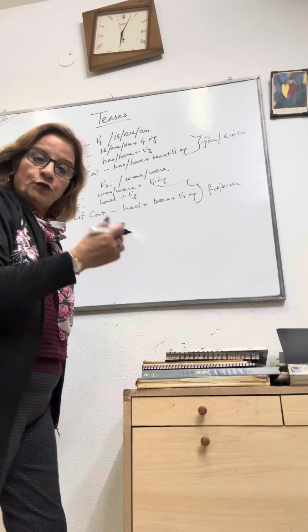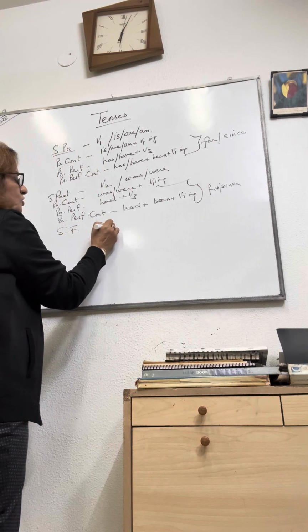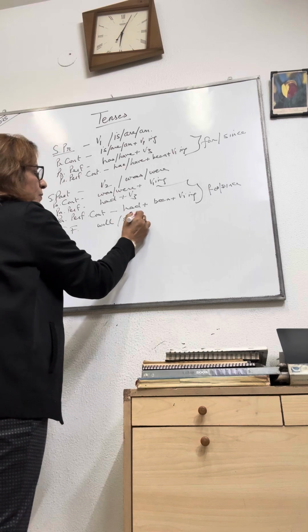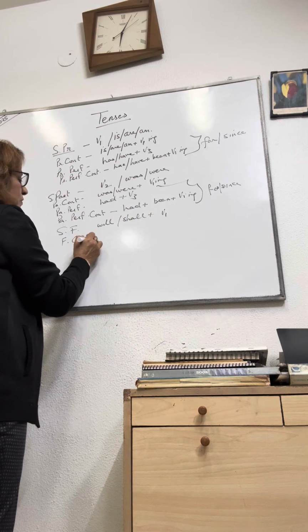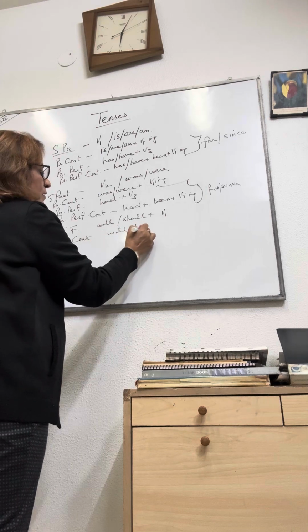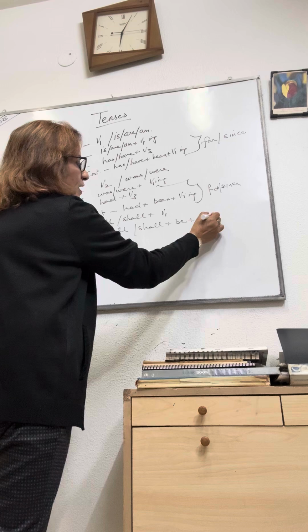Now let's come to future. Simple future: will, shall plus verb in the first form. Future continuous: will, shall plus be plus V1 ing.